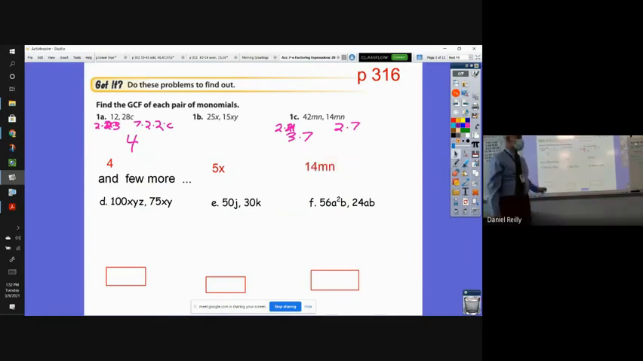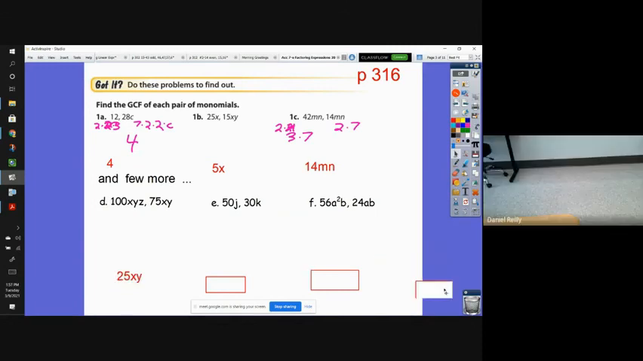Do these last three. We'll stop at this today. The answer here is 25xy.